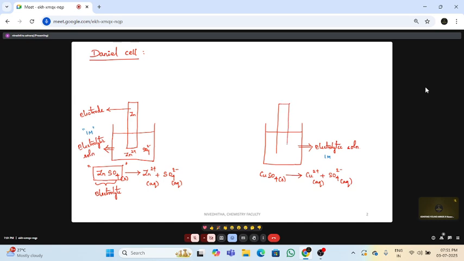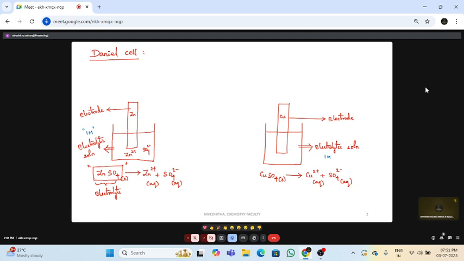Could you please tell me which metal is related to the salt? In zinc sulfate solution, I've dipped zinc metal. In copper sulfate solution, I want to dip copper, ma'am. Copper. Very good, copper metal. That's it. So here, this copper is called an electrode. That's it. So this is the second half of the cell.